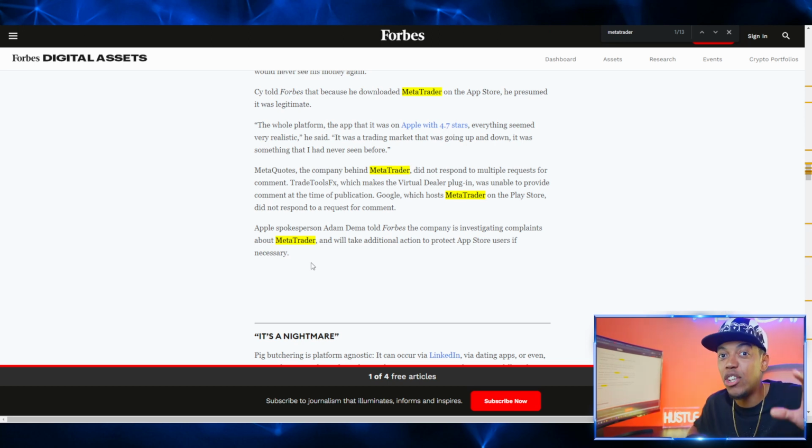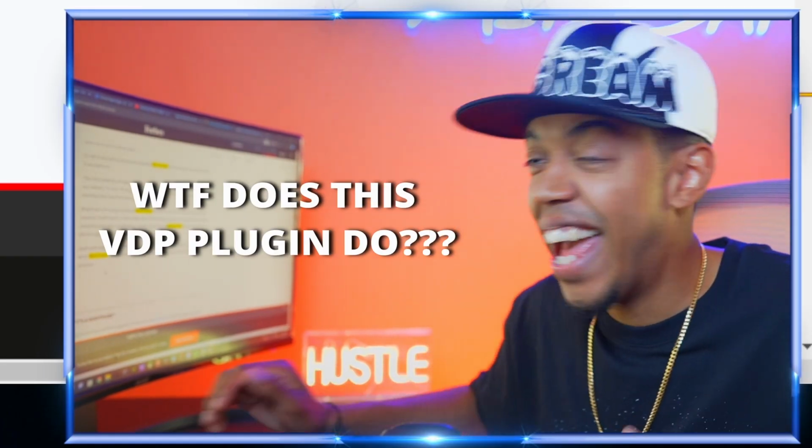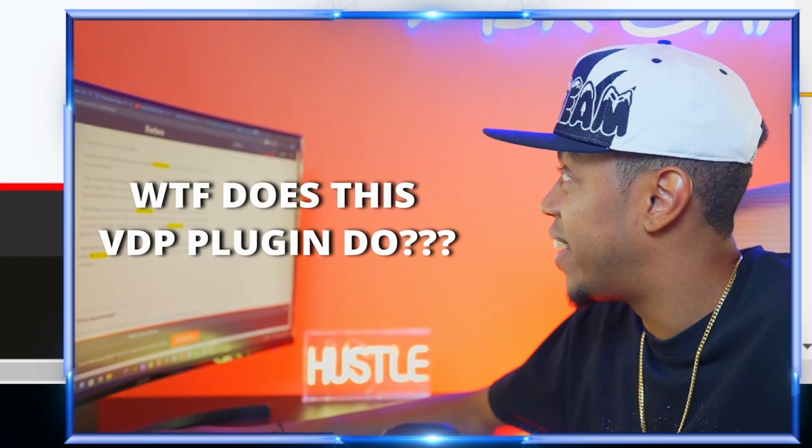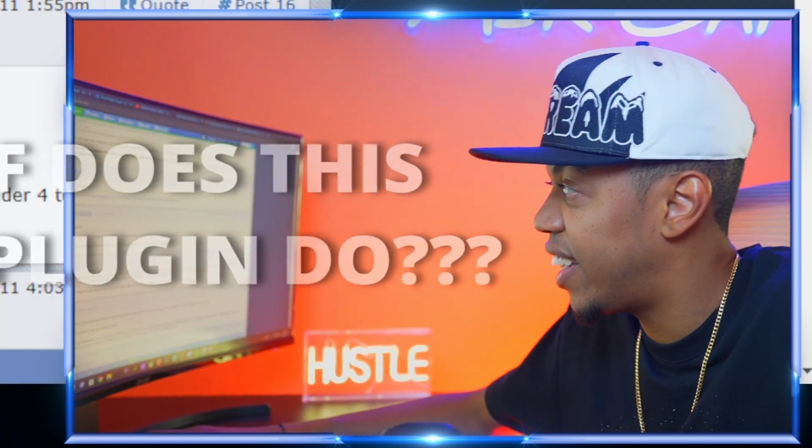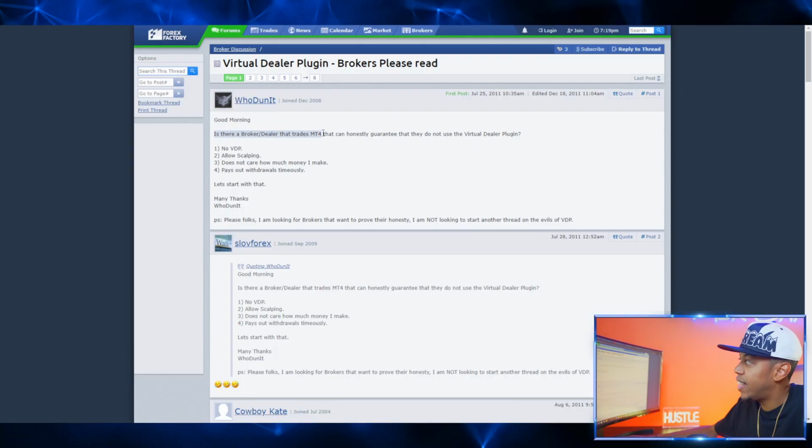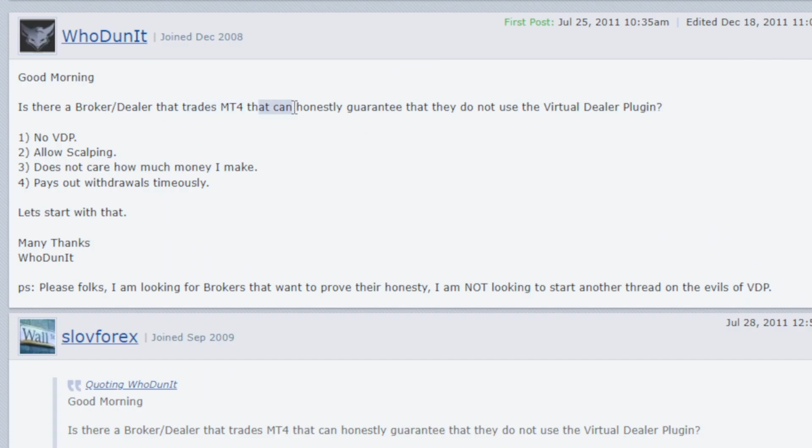Now, MetaTrader can do one solid thing here. It can remove this plugin. Now, you're probably asking yourself, what the hell does this plugin do? And this is from 2011, right? And this is where I actually did some detective work right here. Basically, this person right here was looking for a broker/dealer that uses MT4 that honestly can guarantee that they don't use the virtual plugin.